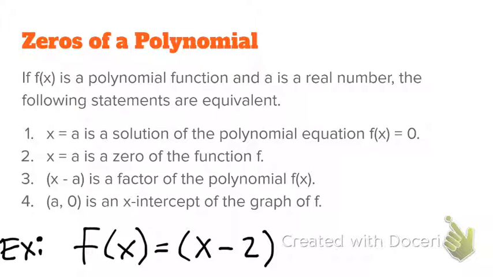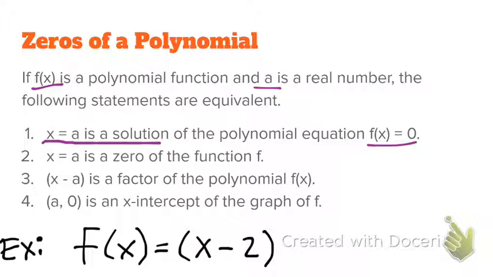Okay, before we go any further, just want to tie up some vocabulary. So let's say we had f of x and it's a polynomial function and a is a real number. Then the following statements are equivalent. Alright, x equals a is called a solution to the polynomial if it makes f of x equal to 0.